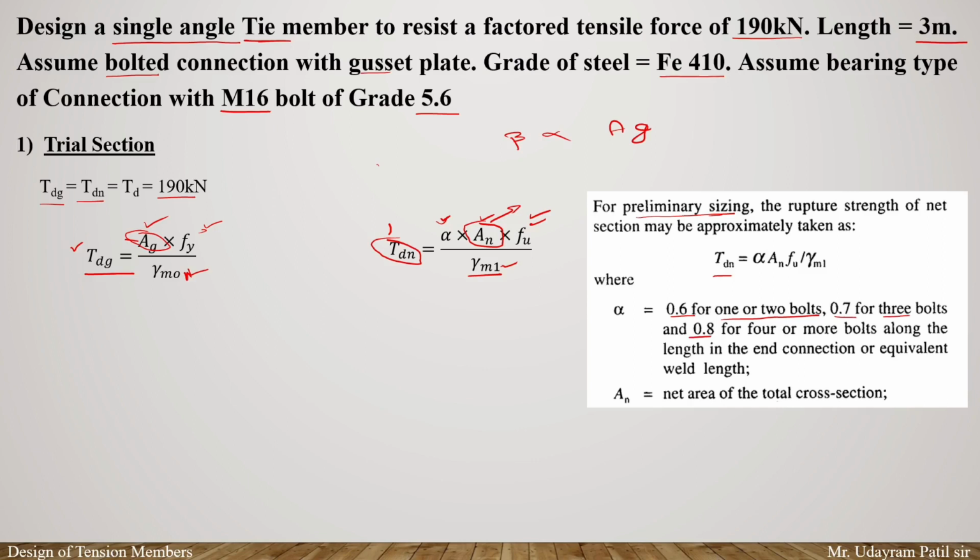So obviously here the load is 190 kilonewton. So obviously we know that in this particular case the number of bolts is going to cross 4, therefore we are taking the value of the alpha as 0.8. Again, we know the value of the alpha.